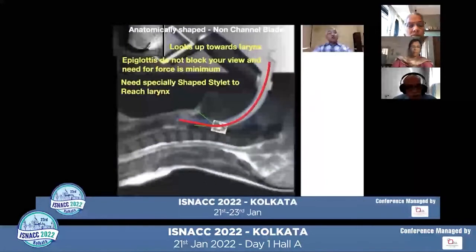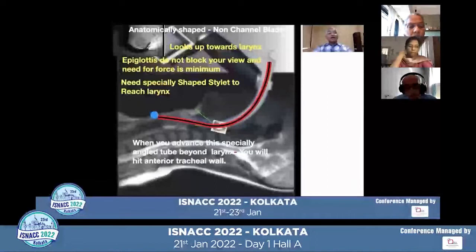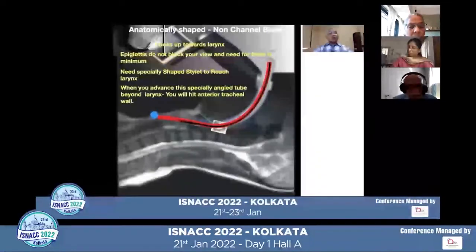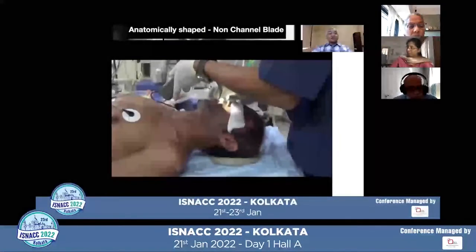Once the hyperangulated stylet-loaded endotracheal tube reaches the larynx, if you push it further, it will hit the anterior tracheal wall and you might feel impingement or create trauma. To avoid that, withdraw the stylet outside the larynx and only push the endotracheal tube without the stylet into the larynx, and this is very, very essential.